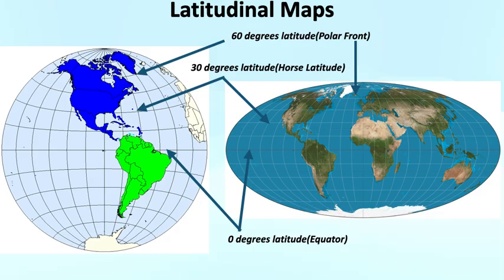And then the 30 degrees latitude, or the horse latitude, is sort of at the northern part of Florida and the very southern tips of Texas, New Mexico, and Arizona. And then the polar front, or 60 degrees latitude, is sort of northern Canada. And then it's also the very southern tip of Alaska.